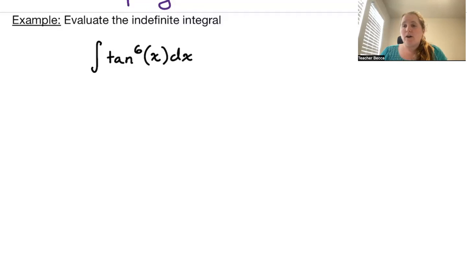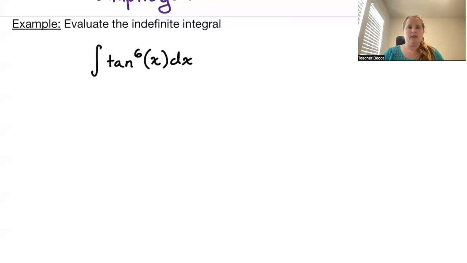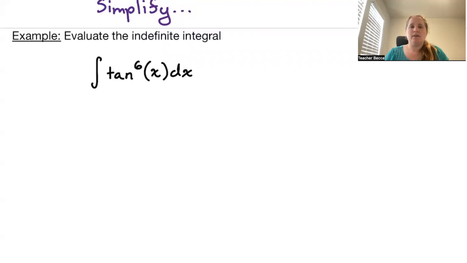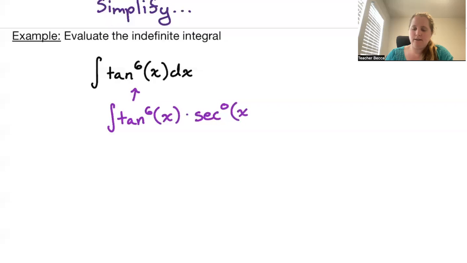All right, continuing on with our more complicated examples involving tangent and secant, let's go ahead and evaluate the indefinite integral, which is the integral of tangent to the sixth of x dx. So note, in this case, we have an integral of tangent to the sixth of x times secant to the zeroth of x dx. This was an even power on tangent, 0 on secant. This was a case 4.